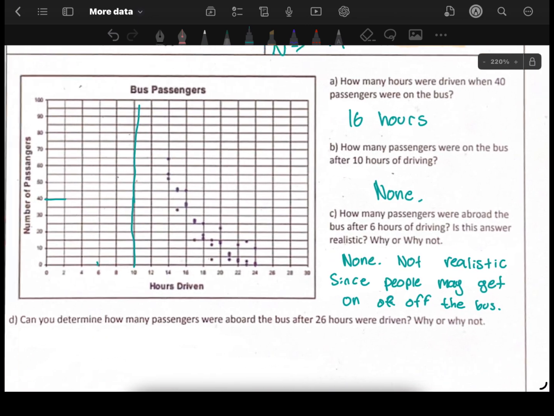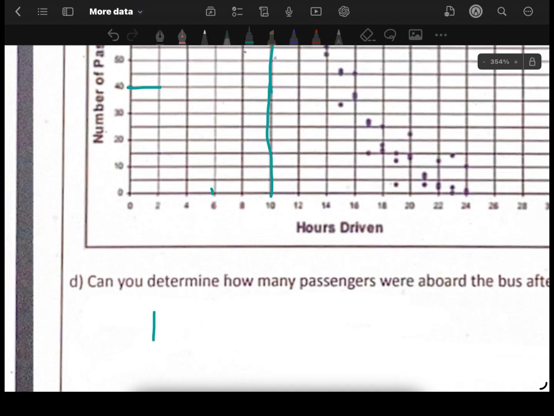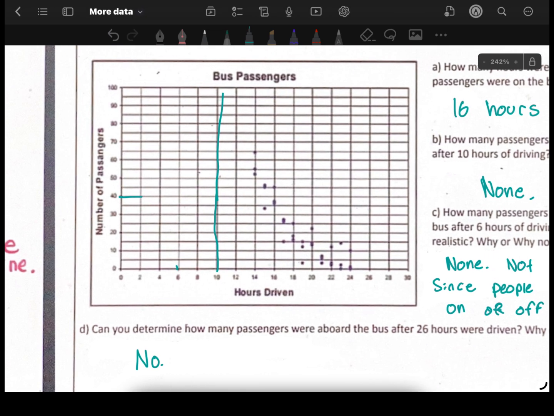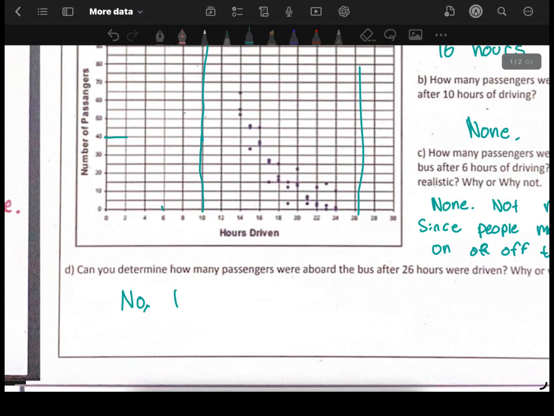Can you determine how many passengers were aboard after 26 hours? Why or why not? I'm just going to say no. The reason why is because, well, there's nothing here. There are no points.